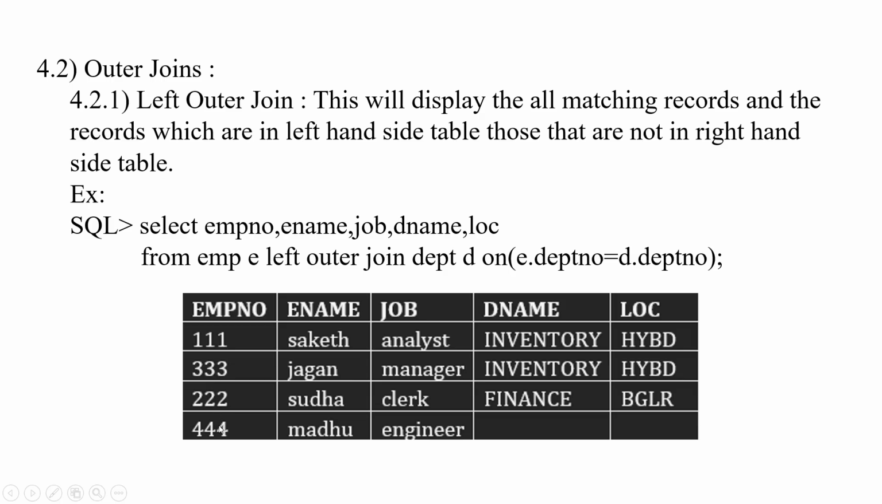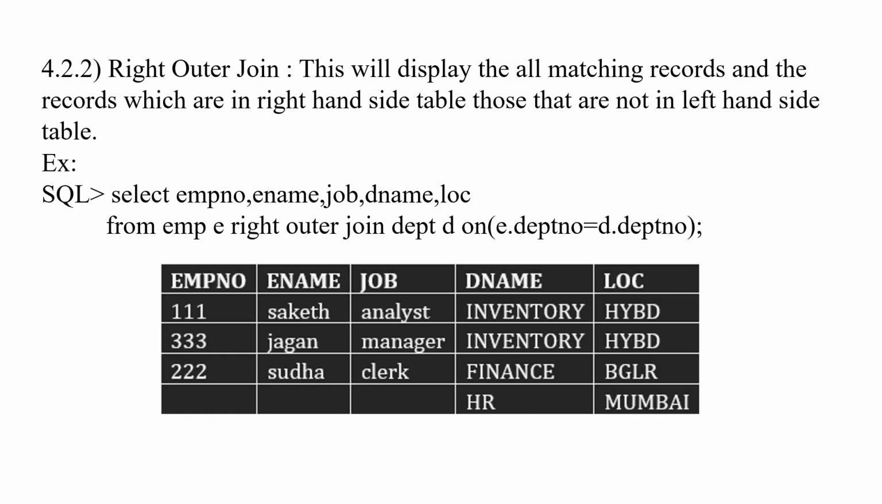See here, employee numbers 111, 333, 222, 444. All the four values from the employee table are recorded, and the remaining null values of the department table are shown on the right hand side of the table.